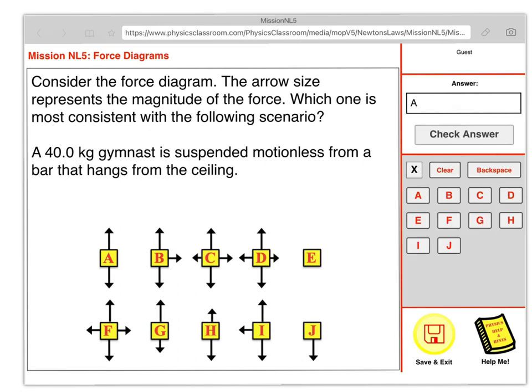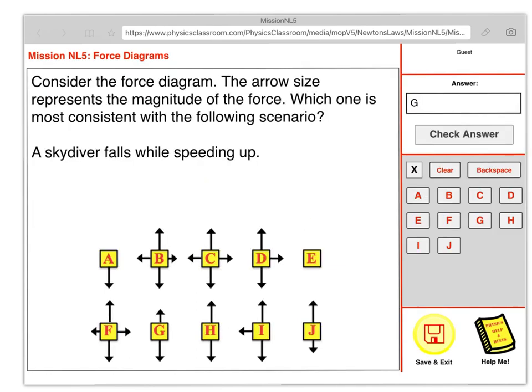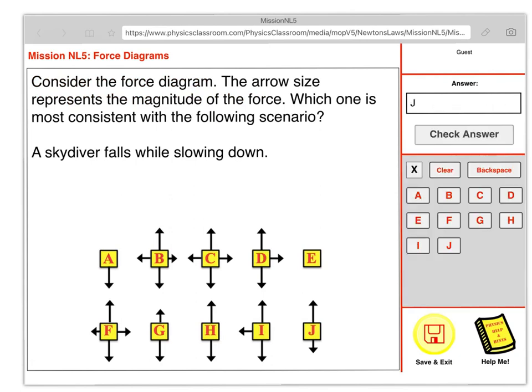Motionless from a bar, the up force and the down force are equal. Falling and speeding up, there's no sideways forces. The down force has to be bigger than the up force if the skydiver is speeding up. In this case, the up force has to be bigger than the down force.